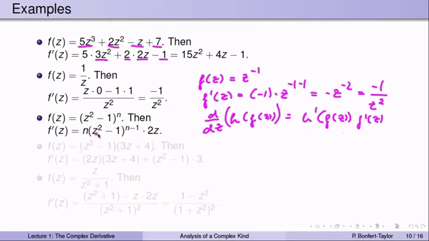Therefore, the derivative in this case is n times (z squared minus 1) to the n minus first power times 2z. Let's look at another example. f of z is (z squared minus 1) times (3z plus 4), which is the product of two functions. Of course, we could multiply through and then differentiate term by term, but I want to show you a use of the product rule here.